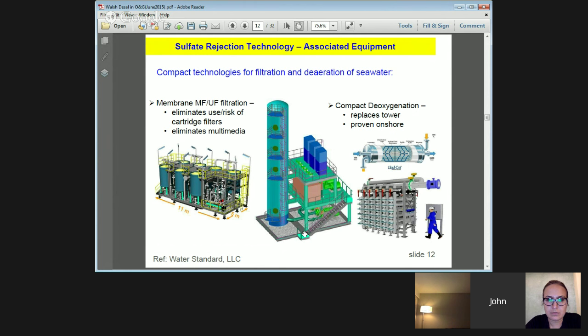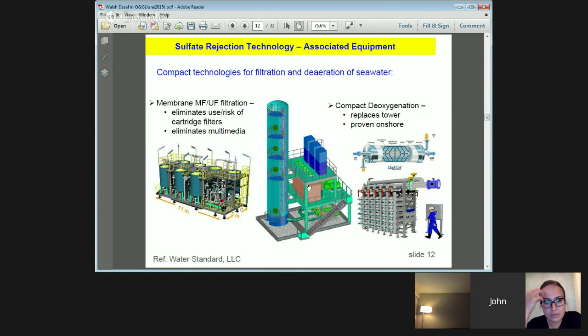In addition to sulfate rejection plants, there are a number of technologies that help prepare the water upstream of sulfate rejection, and that would include microfiltration, ultrafiltration packages, and compact deoxygenation, which is shown here with the Liquicell membrane deoxygenation system. Membrane deoxygenation replaces a vacuum deoxygenation or gas stripping tower, which is shown here in the middle. And the membrane deoxygenation is about 1/3 the size and weight.